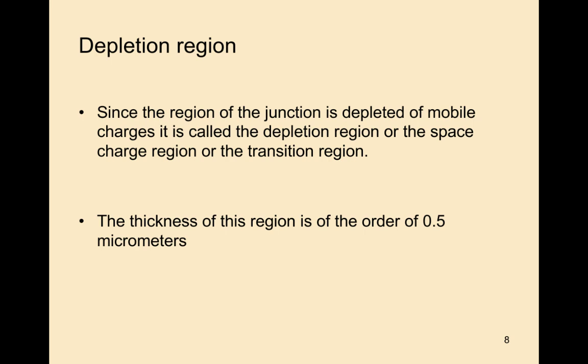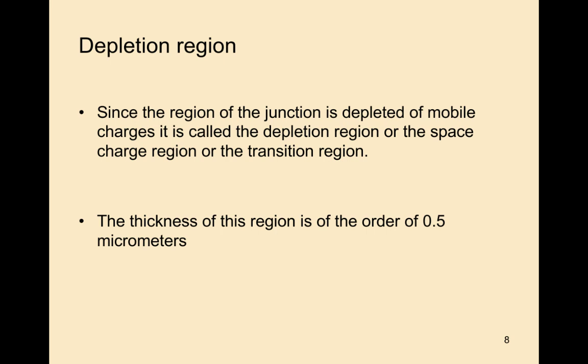Since the region of the junction is depleted of mobile charges, it is called the depletion region. That means at this region the mobile charge carriers are depleted. Depleted means moves away from that junction.